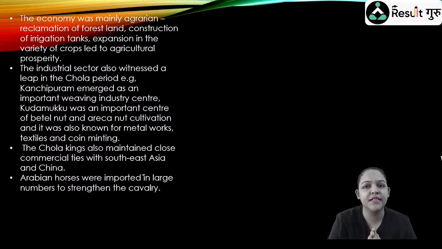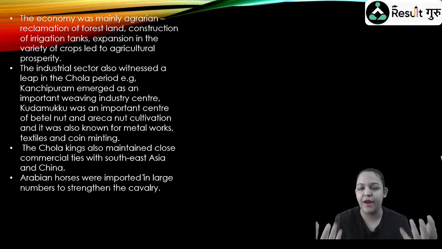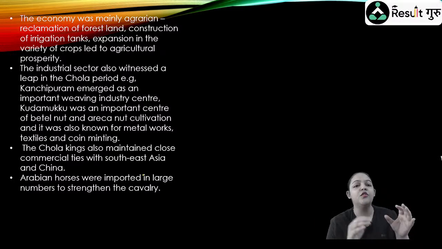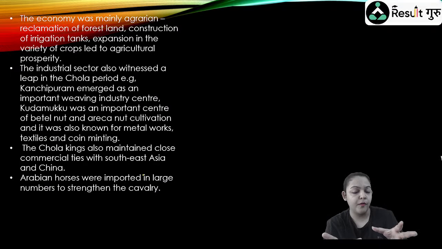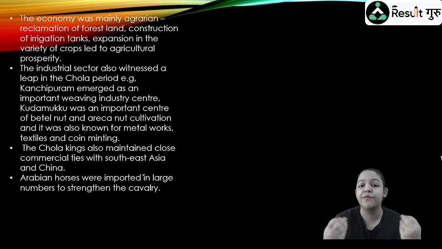Now, as far as the economy is concerned, I've already told you that the mainstay of the economy was obviously revenue. And where is the revenue coming from? The mainstay of the revenue was agriculture. The economy was mainly agrarian and all steps were taken to bring more and more land under cultivation. So forest lands were cleared and brought under cultivation. There was construction of irrigation tanks, expansion of a variety of crops, maybe introduction of new crops as well. This would have led to a lot of agricultural prosperity.